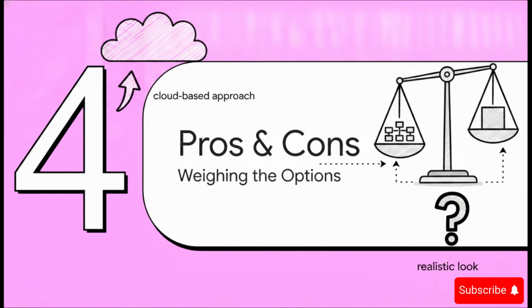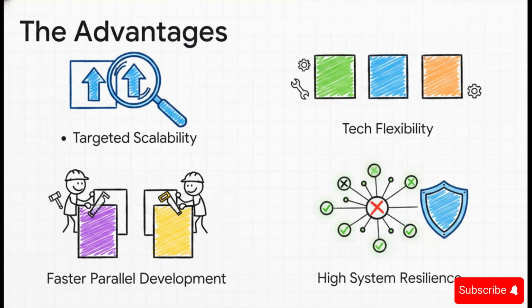Moving on to part four, comparing pros and cons. First, the advantages, and honestly, they are game-changing. We already saw targeted scalability, but consider the tech flexibility. Because the services are separate, one team can code a component in Java, another can use Python, and another can use .NET. You also get much faster parallel development since teams work independently. And finally, high system resilience. If the payment service completely crashes in a microservice environment, the whole app doesn't die. Customers can still browse, and the shipping services stay completely functional while you fix the payment issue.